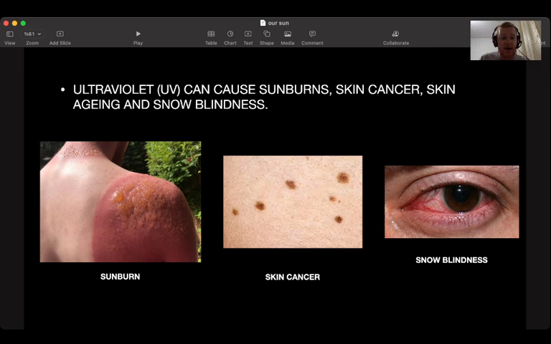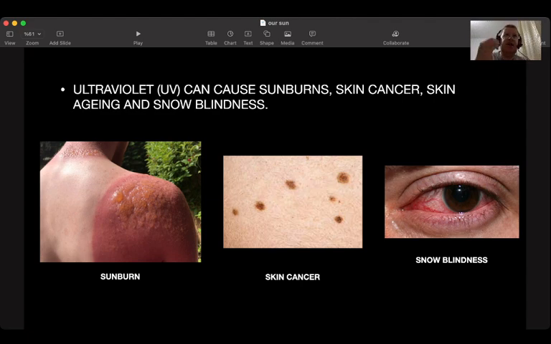There you have it, guys. This is what the ultraviolet can do to your skin. Can cause sunburn, can cause skin cancer, and it can cause snow blindness. Well, not just snow blindness, any blindness.